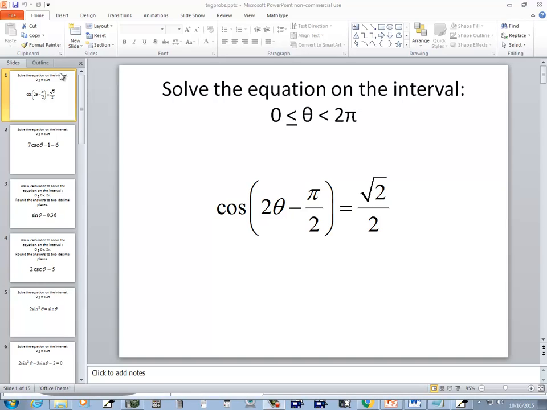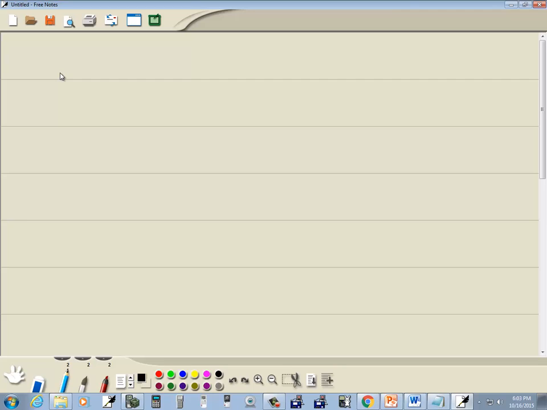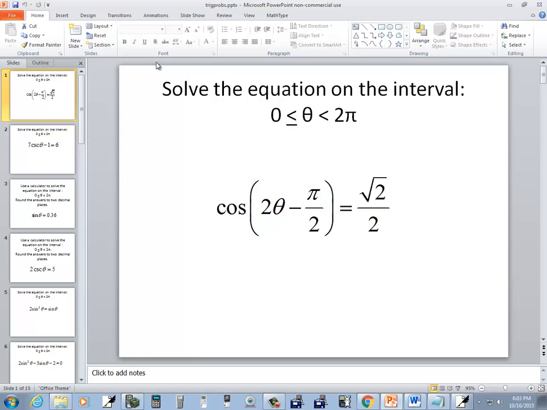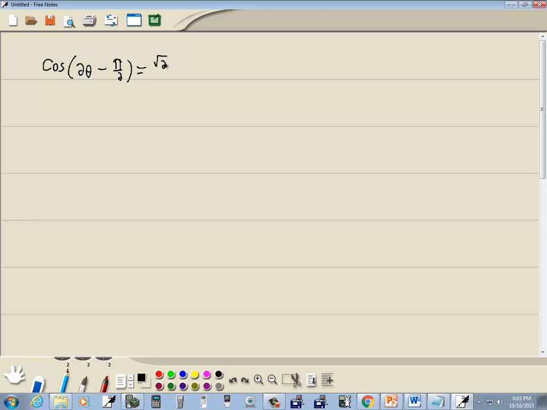Let's take a look at this problem. We want to solve the equation on the interval with theta between 0 and 2 pi, including 0. So we've got cosine of 2 theta minus pi over 2 is equal to square root of 2 over 2.